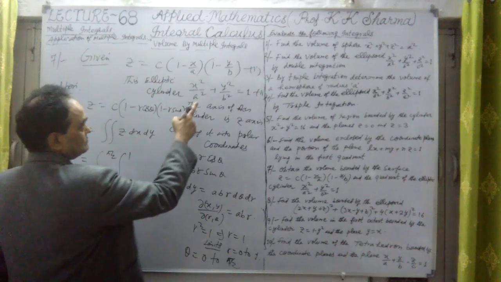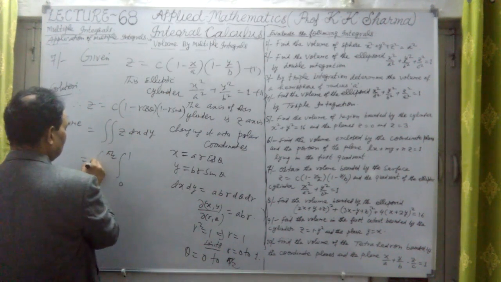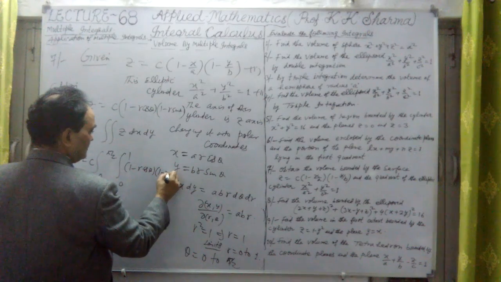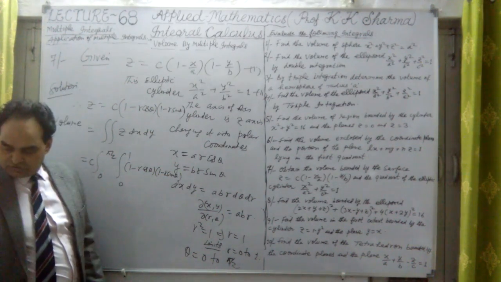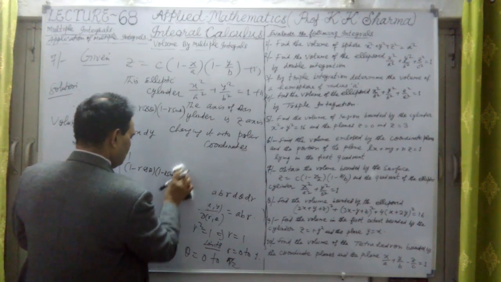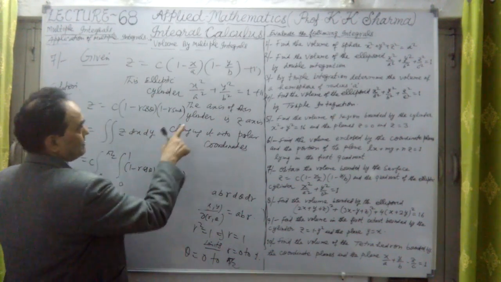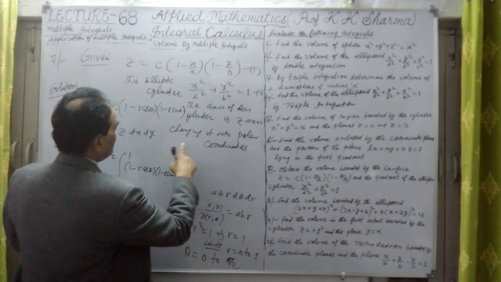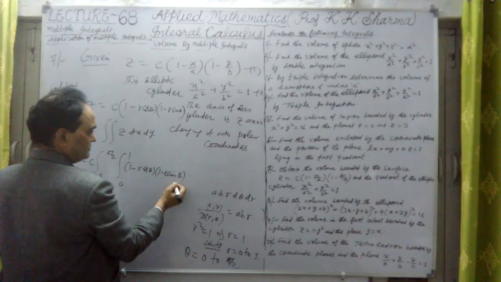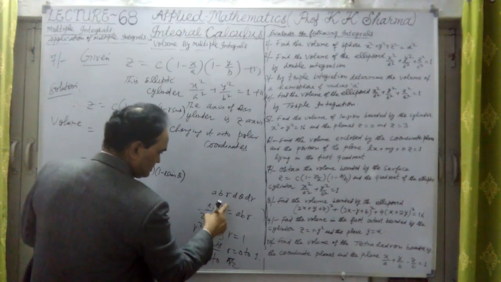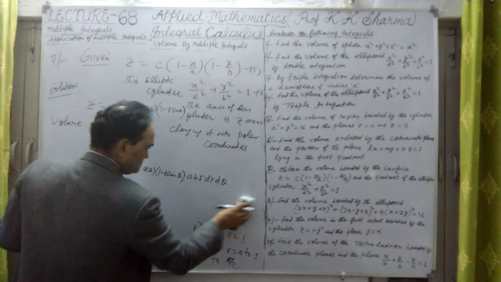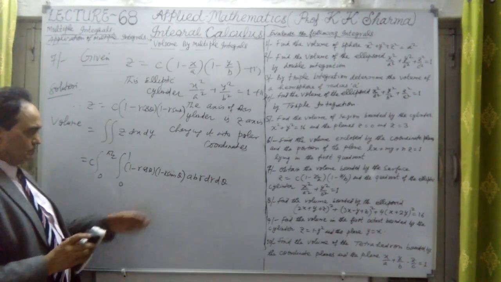This z value is from this one: c into 1 minus r cos theta into 1 minus r sin theta, into this ab r. Here z is c into 1 minus r cos theta into 1 minus r sin theta, into dy, which is ab r dr d theta. This is the value of the volume in terms of polar coordinates.